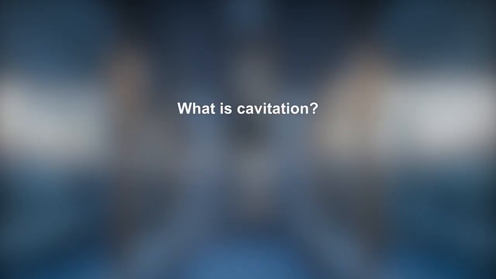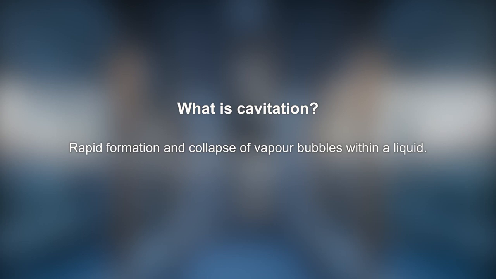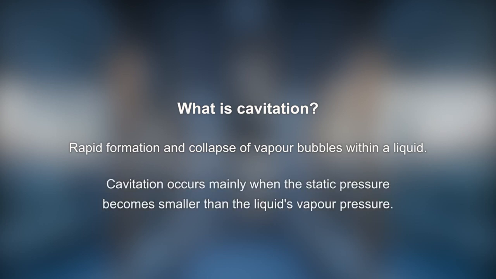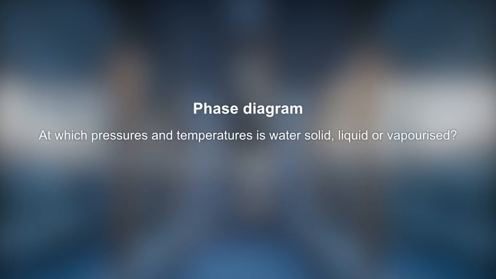What is cavitation? Cavitation is the rapid formation and collapse of vapor bubbles within a liquid. Such cavitation bubbles are formed mainly in locations within the liquid where the static pressure becomes smaller than a liquid's vapor pressure.